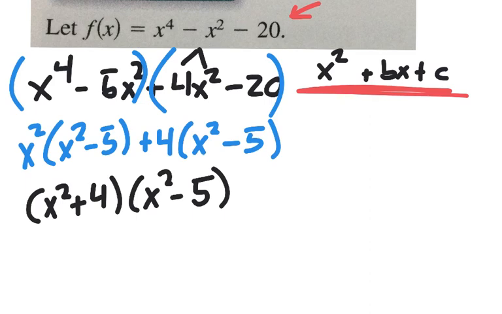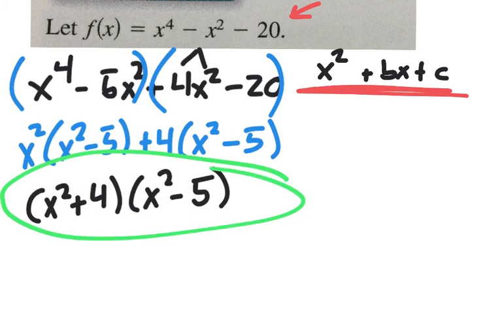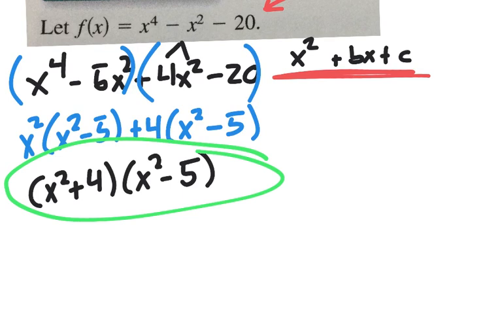Now, will either one of these factor? Not pretty. Not prettily. I don't know if that's a word. They don't factor great. So, because I have two things multiplied together, this is my factored form. Now, to solve it, to find the roots, I can set each one of those factors equal to 0.